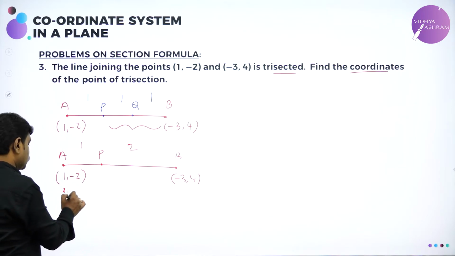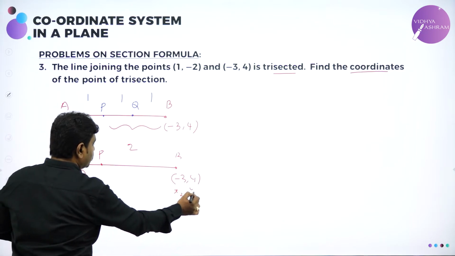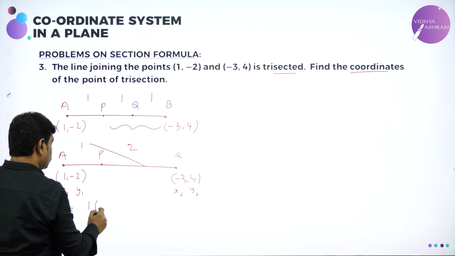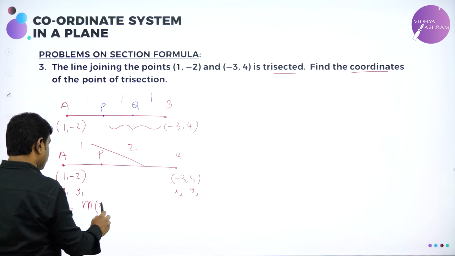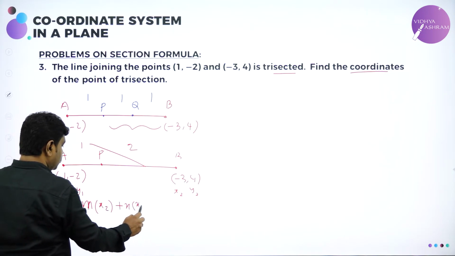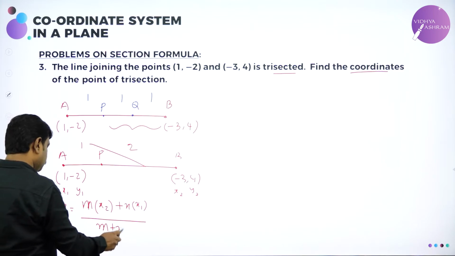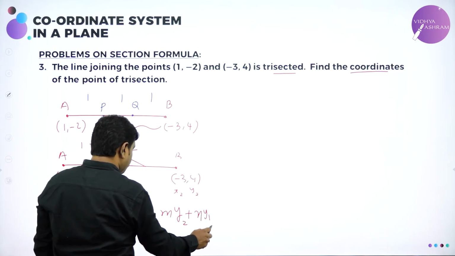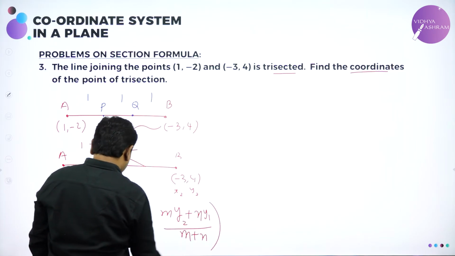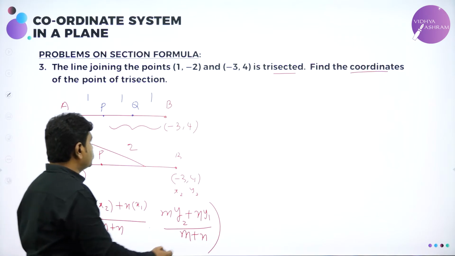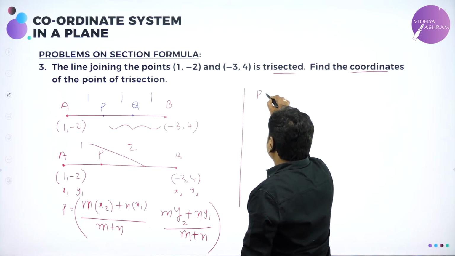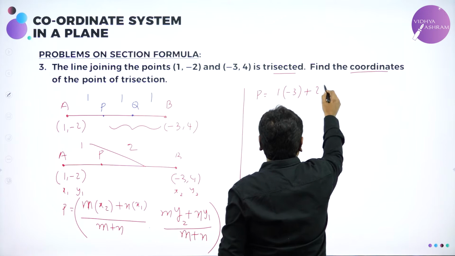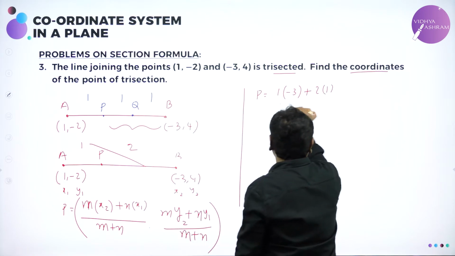So now this is x1, y1, this is x2, y2, and we will use the section formula for internal division. First we will write the formula: (mx2 plus nx1) divided by (m plus n), then (my2 plus ny1) divided by (m plus n). So you got the point. Now substitute it. You will get P equal to 1 into x2, which is minus 3, plus 2 into x1, which is 1, divided by m plus n.